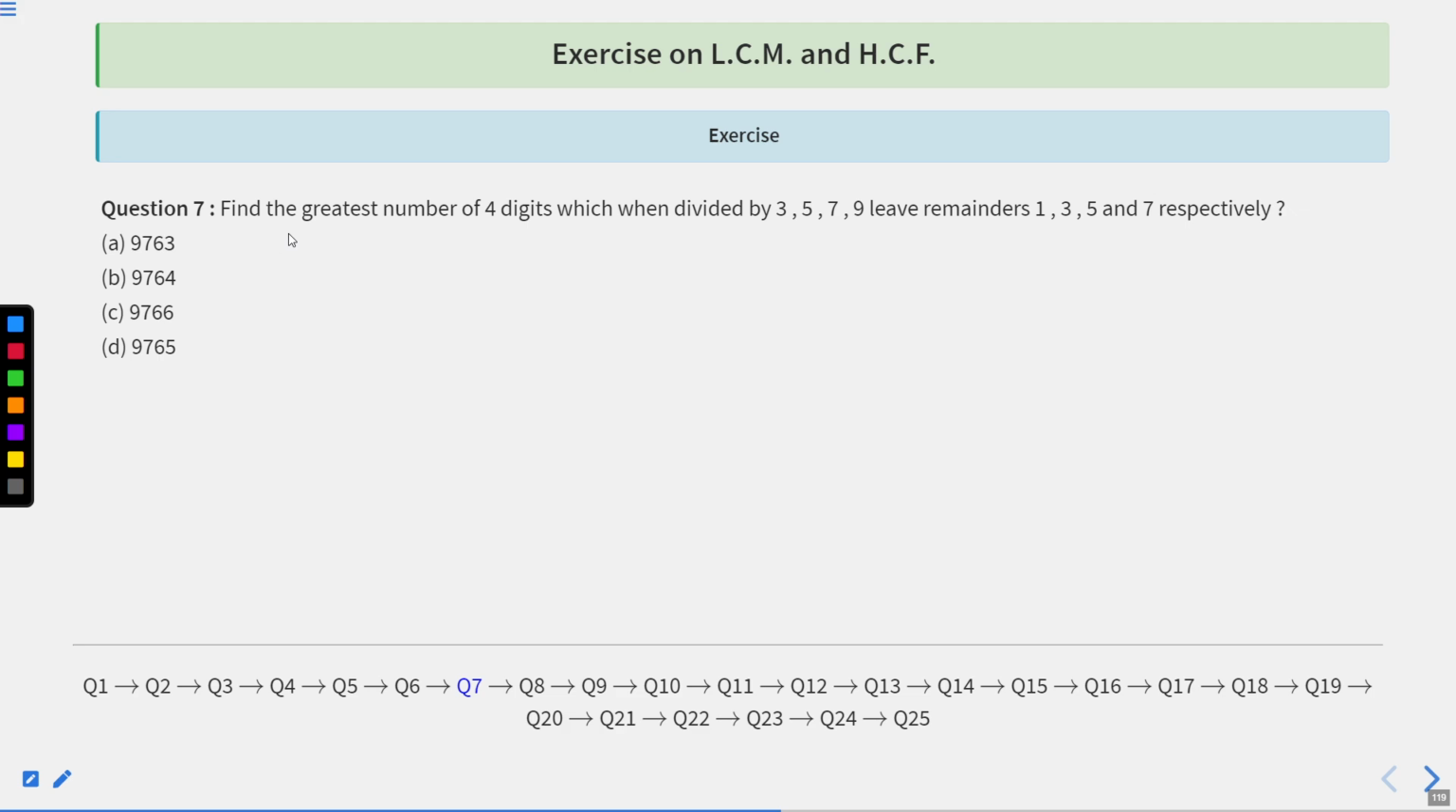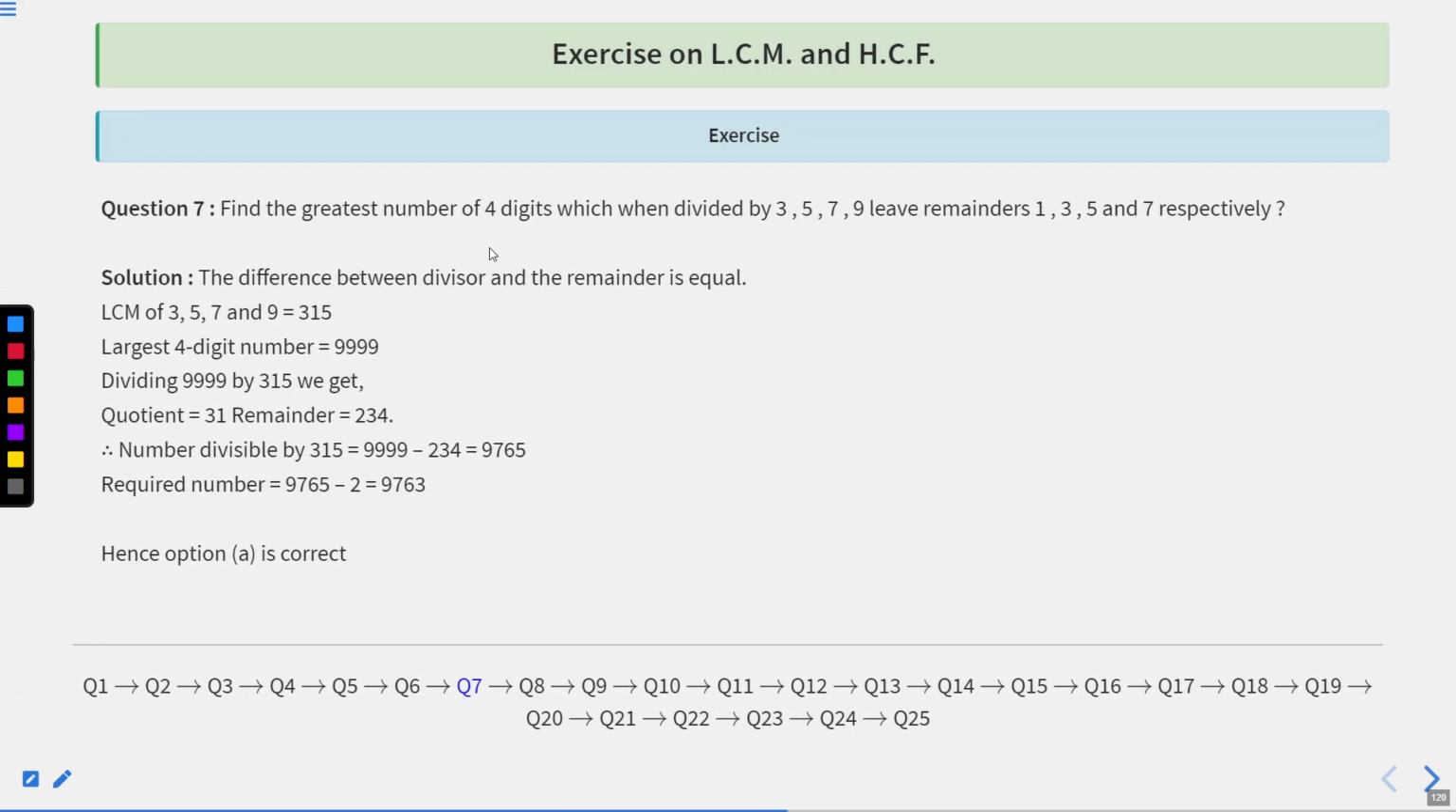Question number 7. Find the greatest number of 4 digits which when divided by 3, 5, 7 and 9 leaves remainders 1, 3, 5 and 7 respectively. Solution. The difference between divisor and remainder is equal. So the LCM of 3, 5, 7 and 9 is equal to 315.